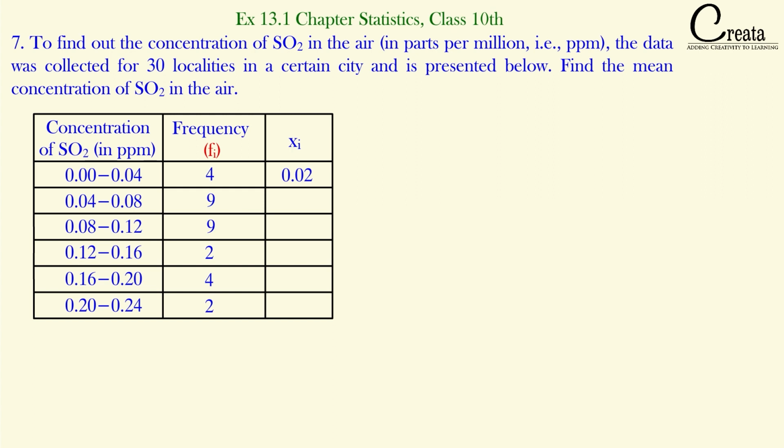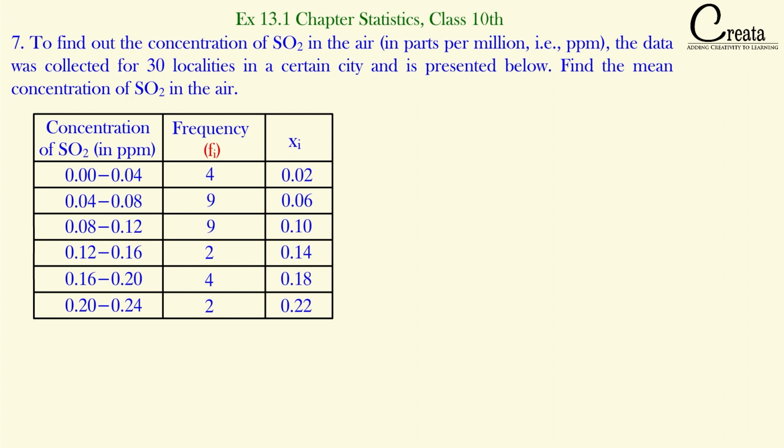Similarly, we will find the midpoint of the next range, which is 0.06. Further, it is 0.10. Next, it is 0.14, then 0.18 and 0.22. All these values of Xi are the midpoints of the ranges. We can use the formula, lower range plus upper range upon 2, or we can simply look and locate the midpoint of the range. It is up to you. So we got Xi. What is the next step?